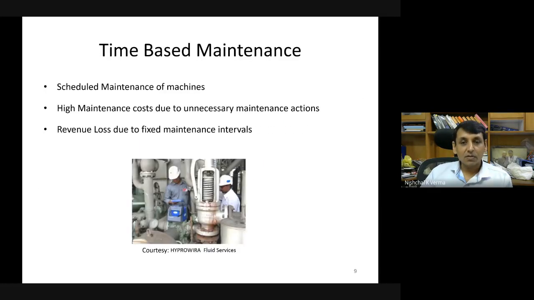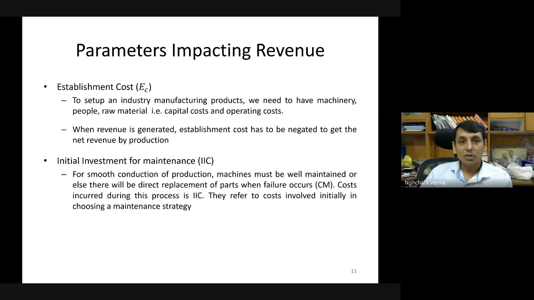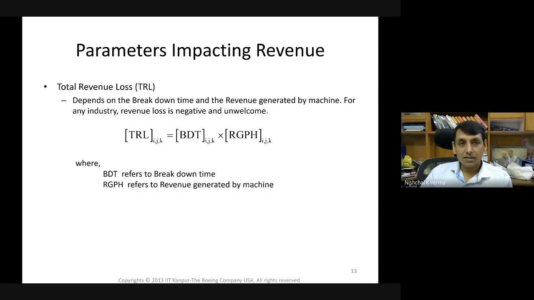These are the kinds of machinery maintenance that we have already discussed, so I'm not going into the detail. Here is the formulation. I'm not going to discuss this in detail because you can get it on the web, either on my website, where the complete literature is available. I would like to just give you the path. Here there are parameters that impact the revenue and the profit, and this is the formulation we have suggested.